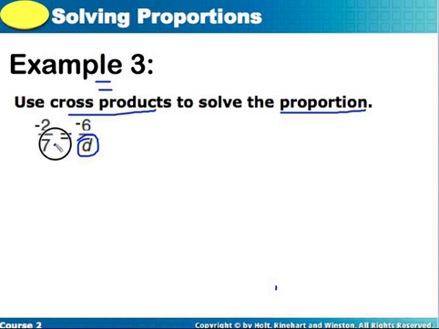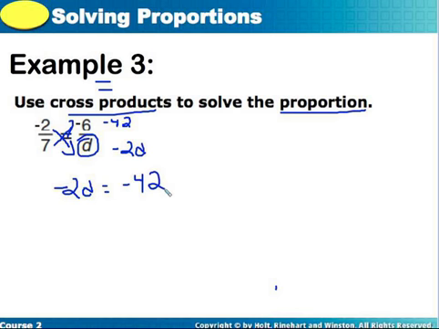Okay? So when I multiply my numerators and my denominators, 7 times negative 6, remember, positive times negative is a negative. So 7 times negative 6 is going to give me negative 42. And negative 2 times d is going to give me negative 2d. So again, I have cross products like I did in the other two problems. So now my equation is going to be negative 2d is equal to negative 42.